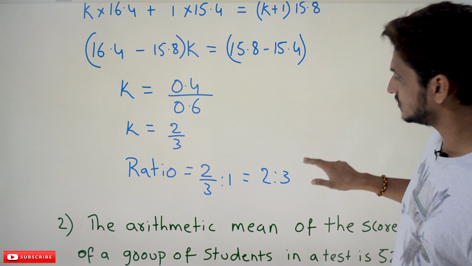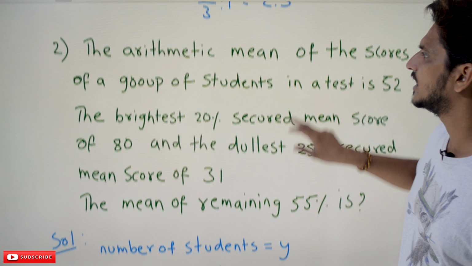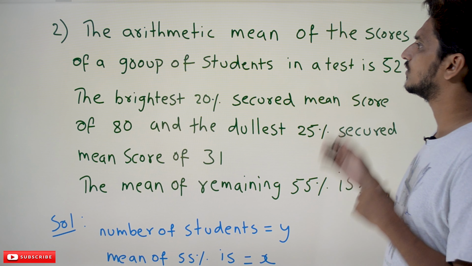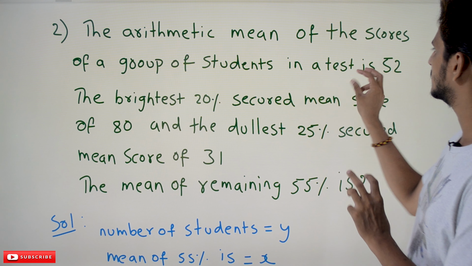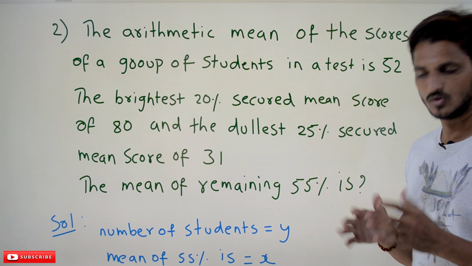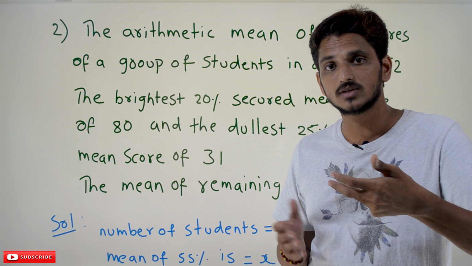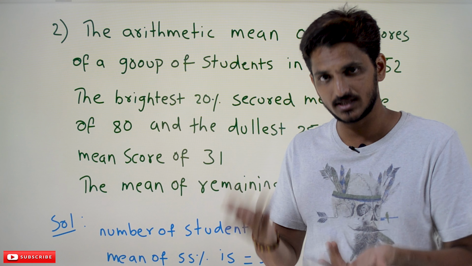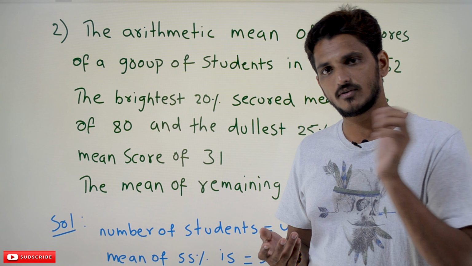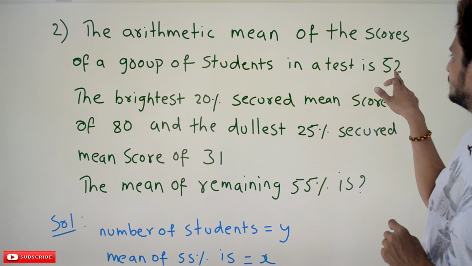Coming to the second one, this is also very important to understand. The arithmetic mean of the scores of the group of students in a test is 52. So a group of students are there. The mean means the average of all the scores in the test. The average score of all the students is 52.